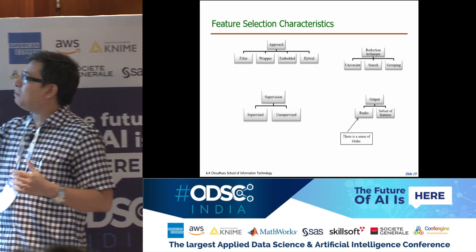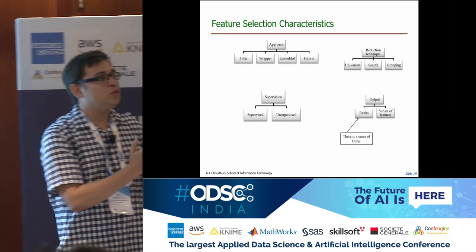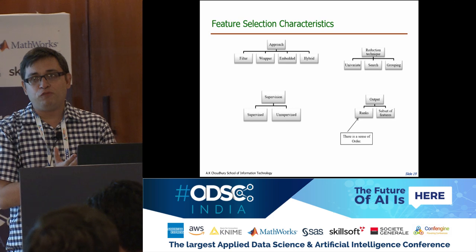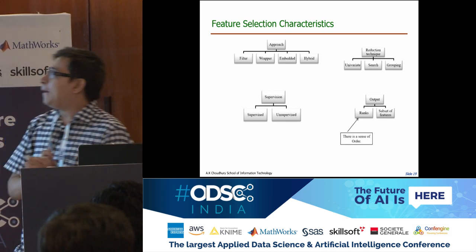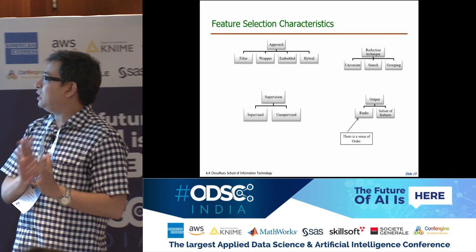And of course, as the name suggests, hybrid. So you will start with maybe a filter approach, where you filter out some features, and then you can use a wrapper. So both have their advantages and disadvantages.